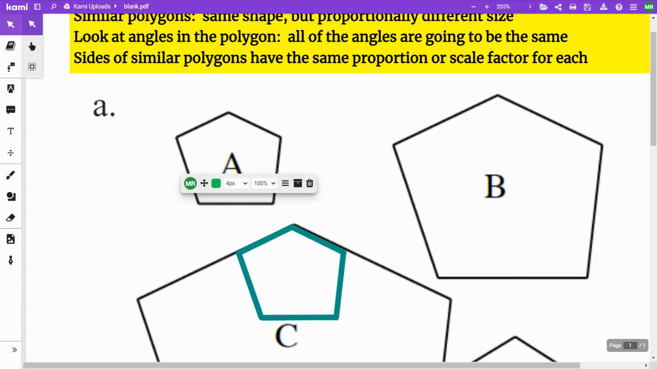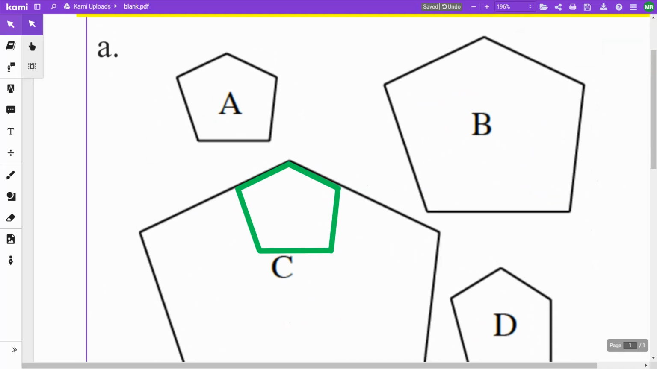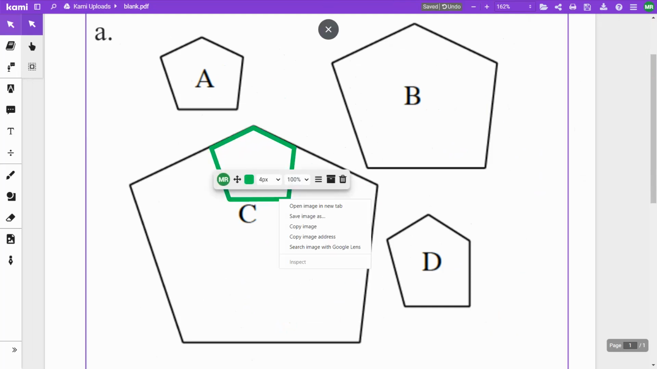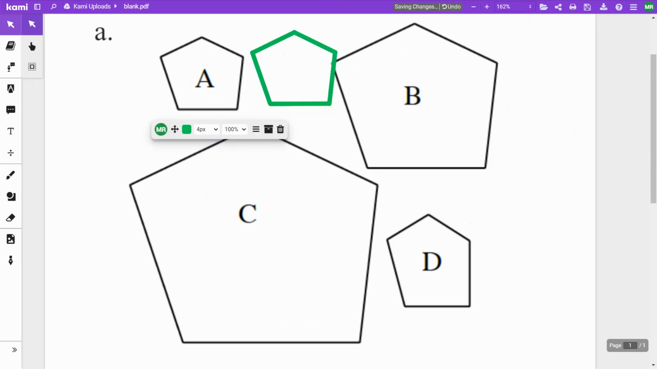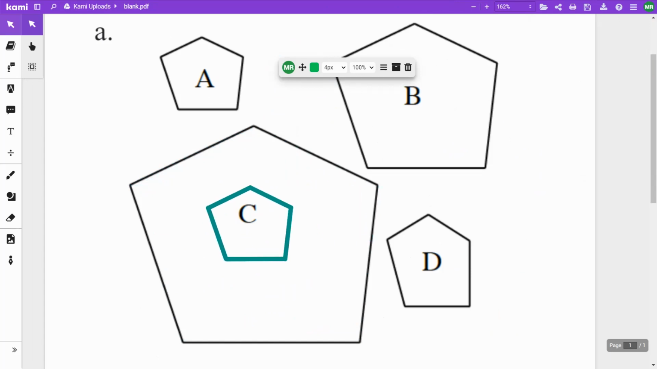Okay, so let's take a look at C. Let me move this so we can see C. So if I'm looking at C and I move this, I'm going to start it up here so I can get rid of having that in my way. Okay, so for C, I see that the top angle's the same, that angle's the same, this angle's the same, this angle's the same. So C is also similar.